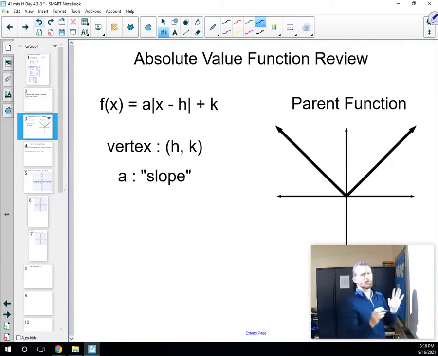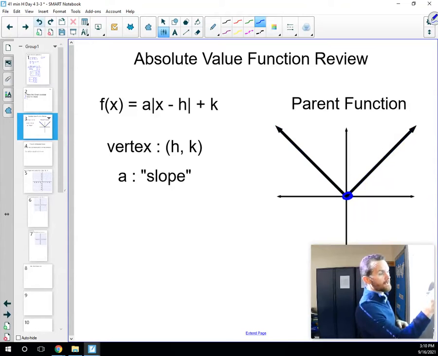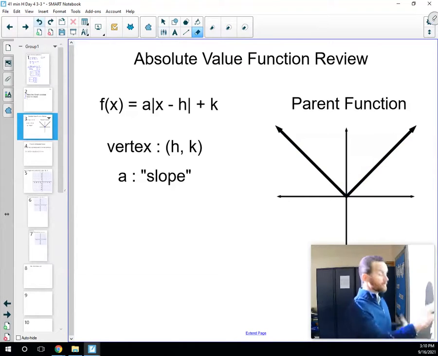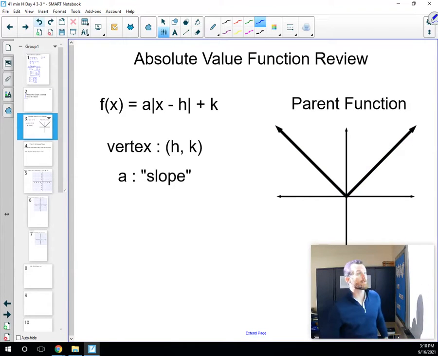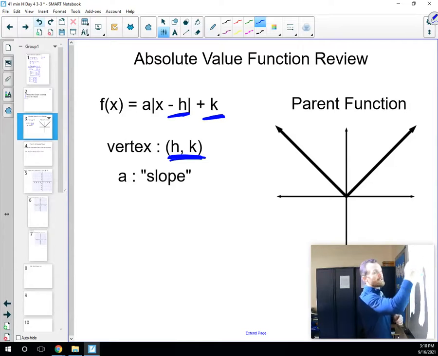The reason I'm going to call it vertex form is because it gives us the vertex. Now remember, an absolute value function always makes a V, and the vertex is the point right there. Not the origin necessarily, but the point of the V. That's what we call the vertex, very similar to the vertex of a parabola, which you may remember from Algebra 1. Now the vertex is always (h, k). Just like the slope is always m in a linear equation, or the y-intercept is always b, the vertex is always h, k.